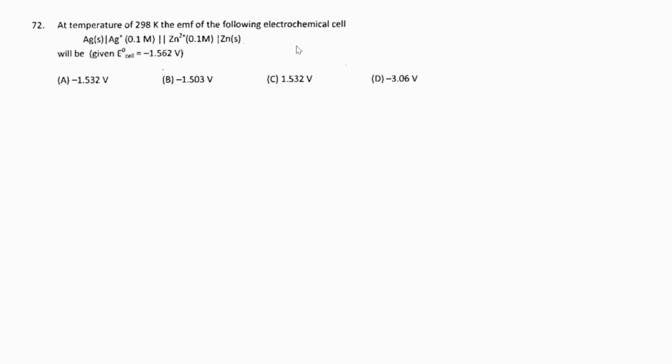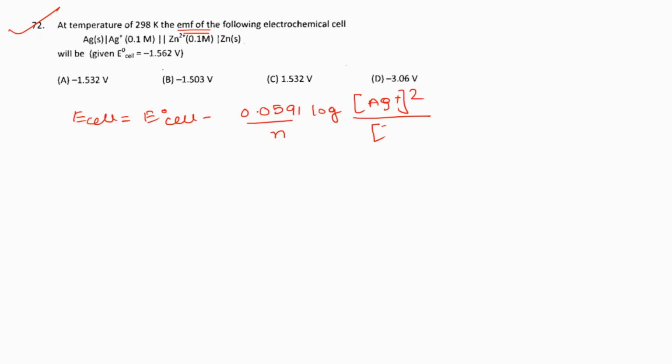Okay. Now this question 72. In 72, I need to find the EMF. So this is a simple Nernst equation. E cell is equal to E naught cell minus 0.0591 by n log of products. In the product side, I have Ag plus squared by the reactant Zn2 plus.